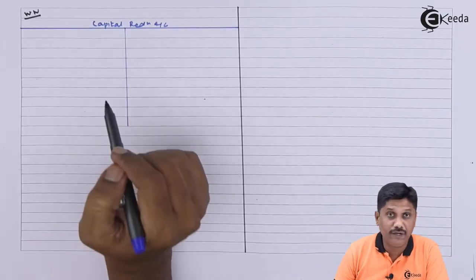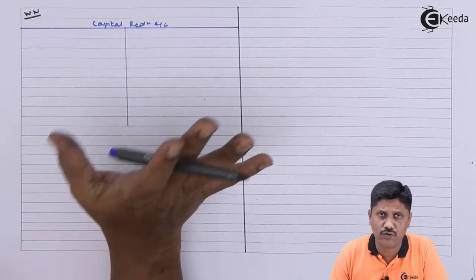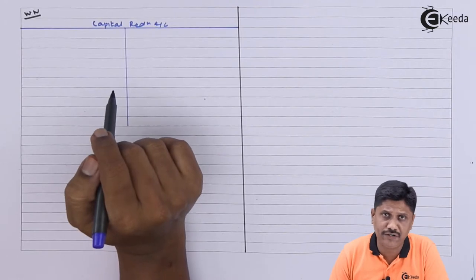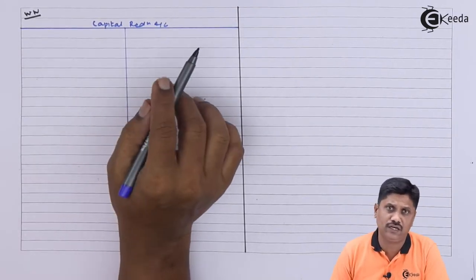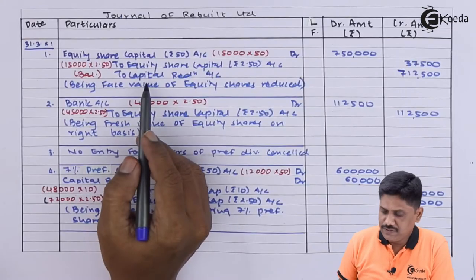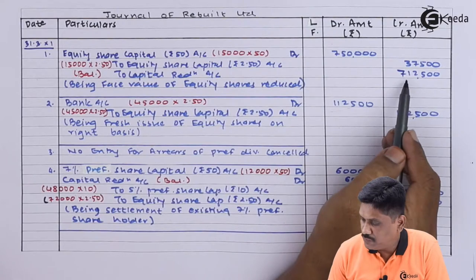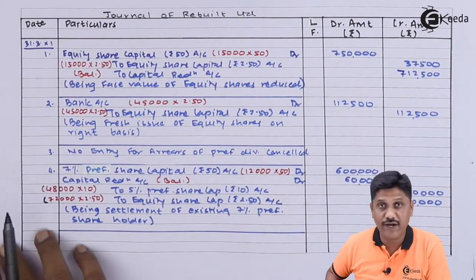Friends, here I have prepared a format of capital reduction account. Being it is a working note, I will not follow the normal rules. I will just write debit and credit in this account with the help of our entries. So I am posting entries in the capital reduction account step by step. Friends, you can notice entry number 1, capital reduction account is credited with ₹712,500. So capital reduction account credit side ₹712,500.